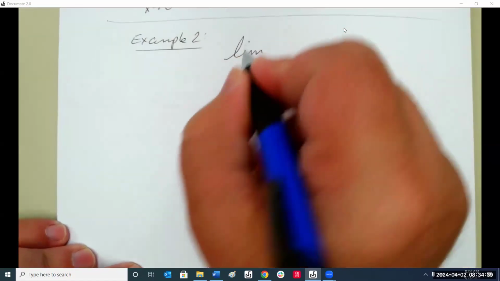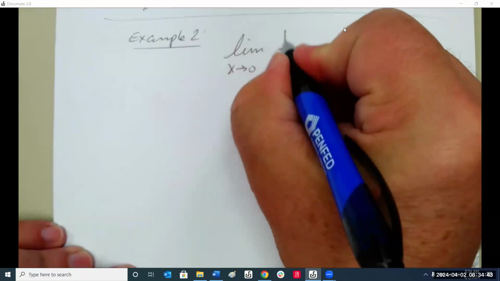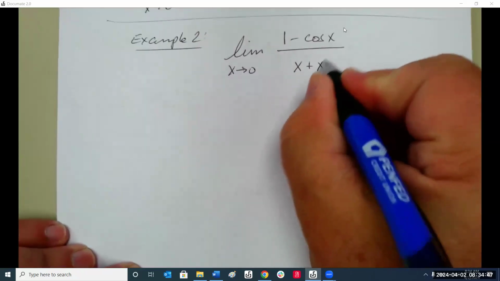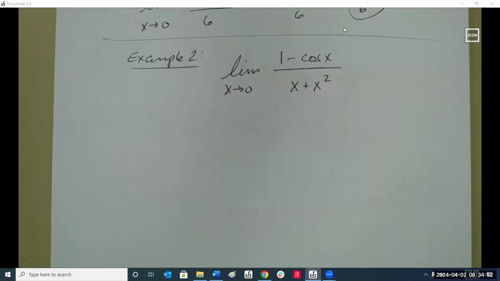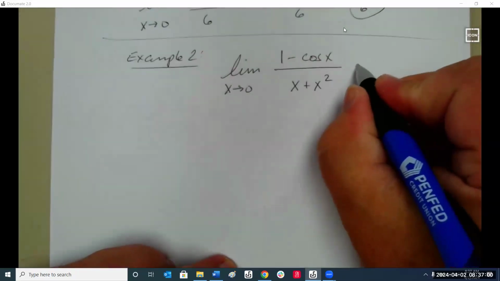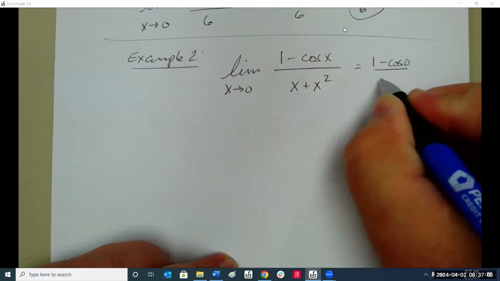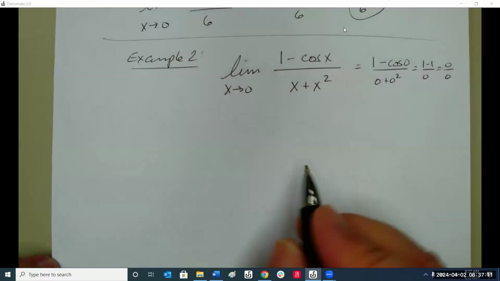Okay, let's use this one. The limit as x approaches 0 of 1 minus cosine x over x plus x squared. Plugging in 0: 1 minus cosine of 0 is 1 minus 1, over 0 plus 0 squared, so we get 0 over 0.